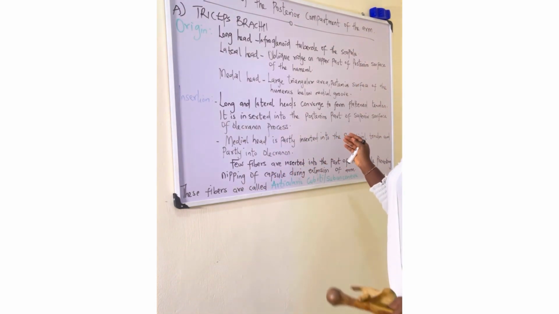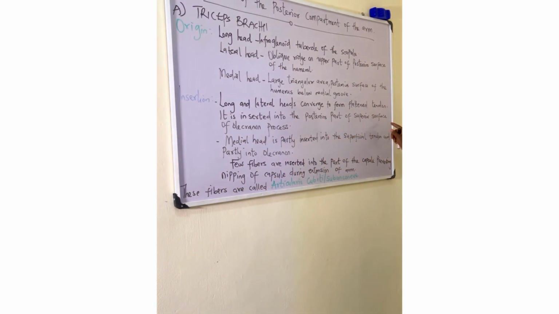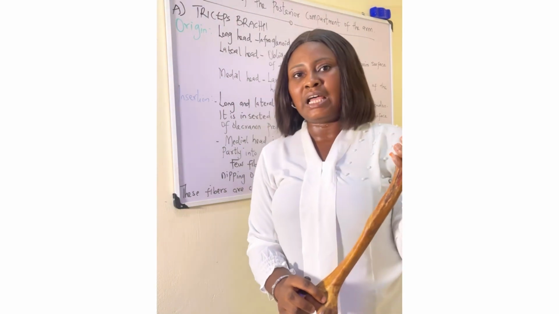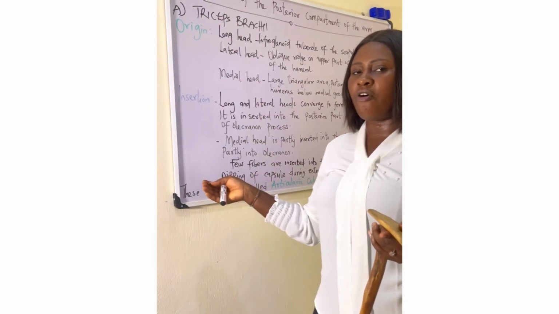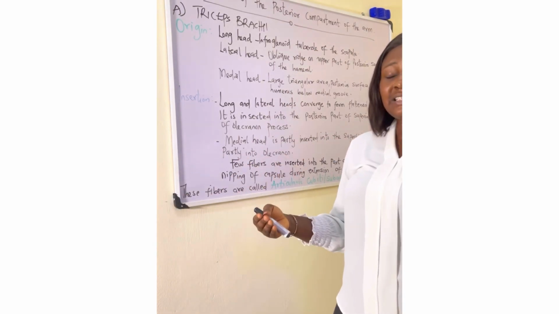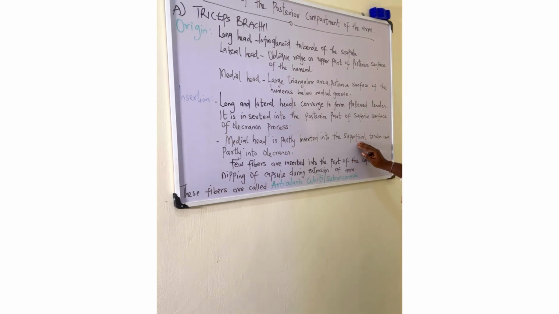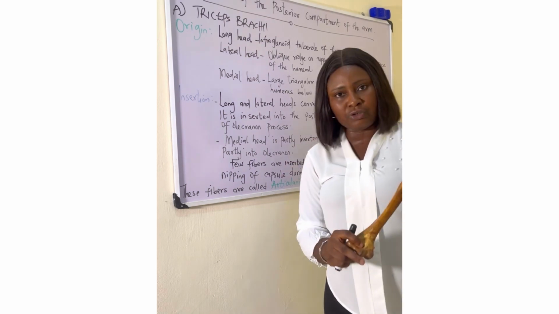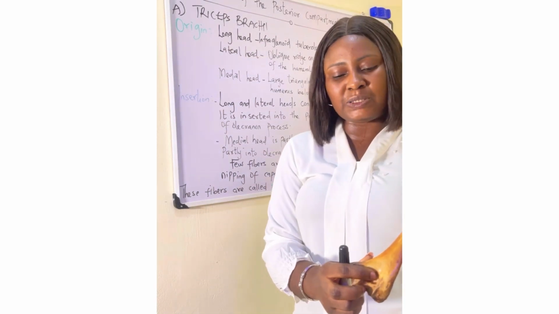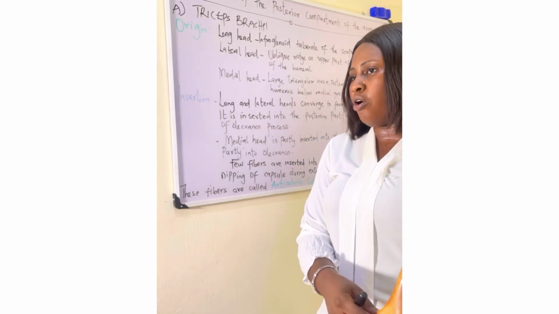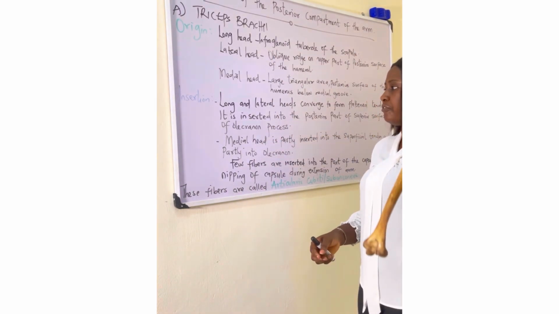Now let's go over to the insertion. The long and the lateral heads converge to form a flattened tendon. And where is it inserted? It's inserted into the posterior part of the olecranon process. Now I want you to know that all the heads of the triceps brachii are inserted into the olecranon process, but the difference is that this one is inserted into the superficial tendon of the olecranon process. Remember that the olecranon fossa is a depression found on the posterior aspect of the humerus above the trochlea, and it allows for the articulation of the olecranon process of the ulna.